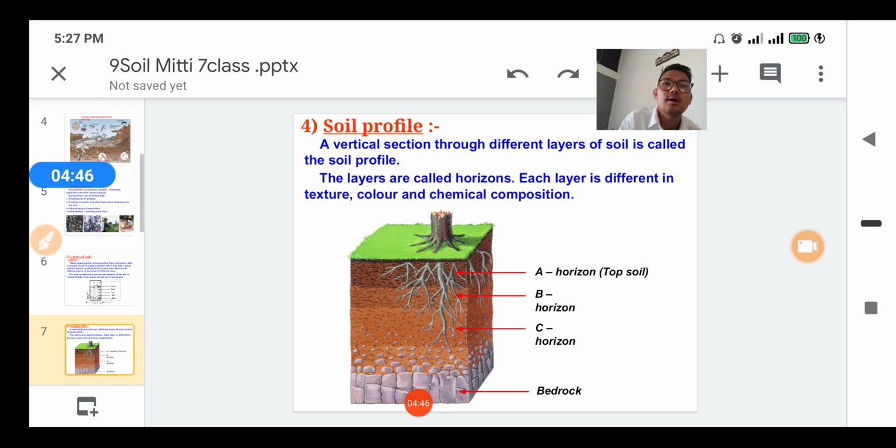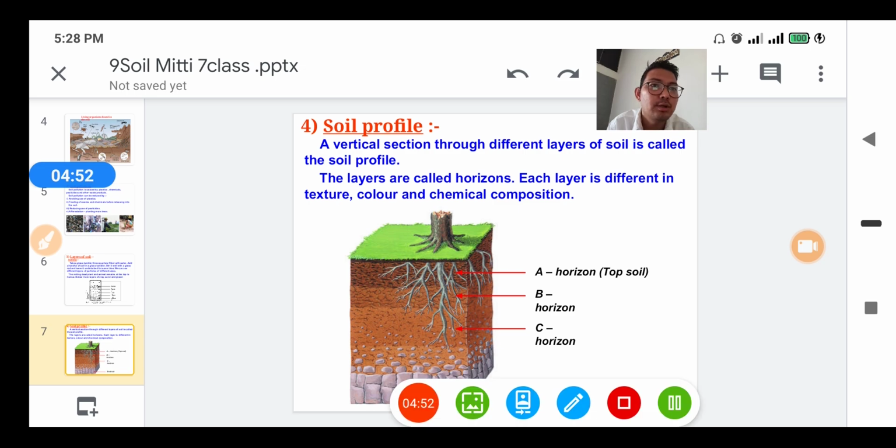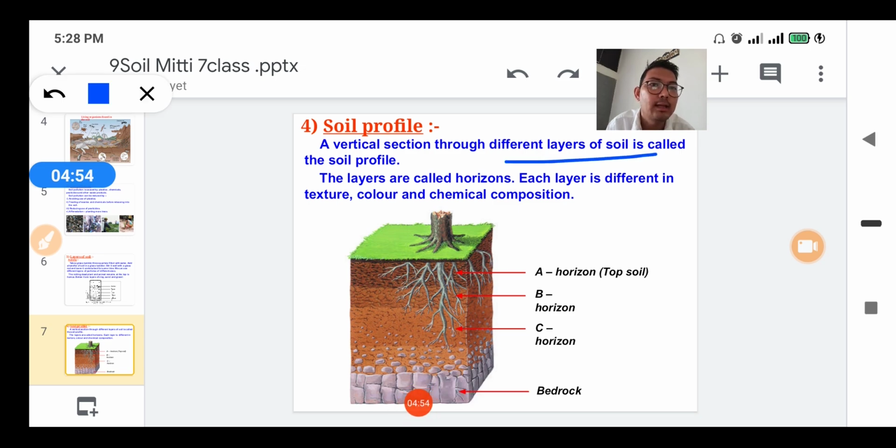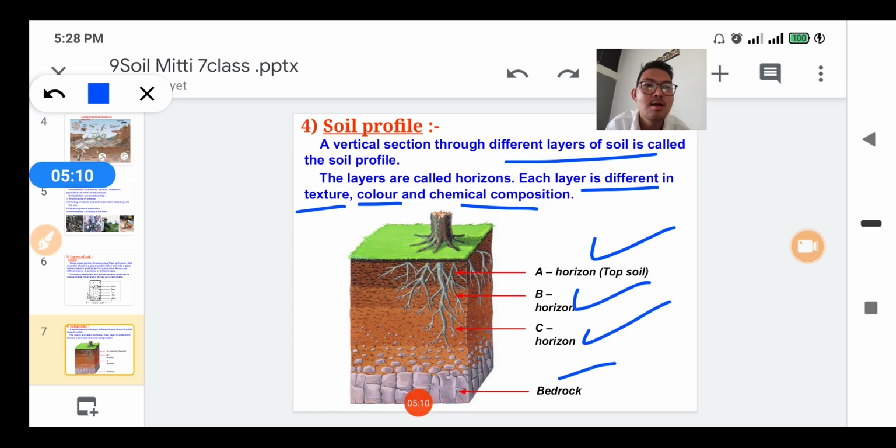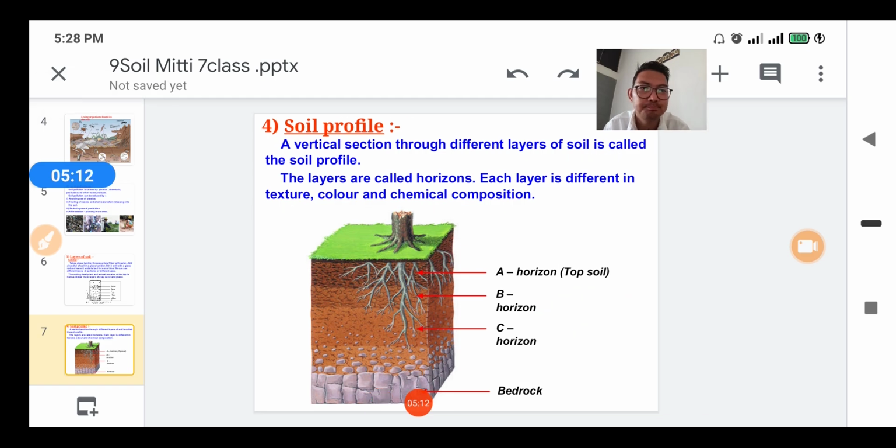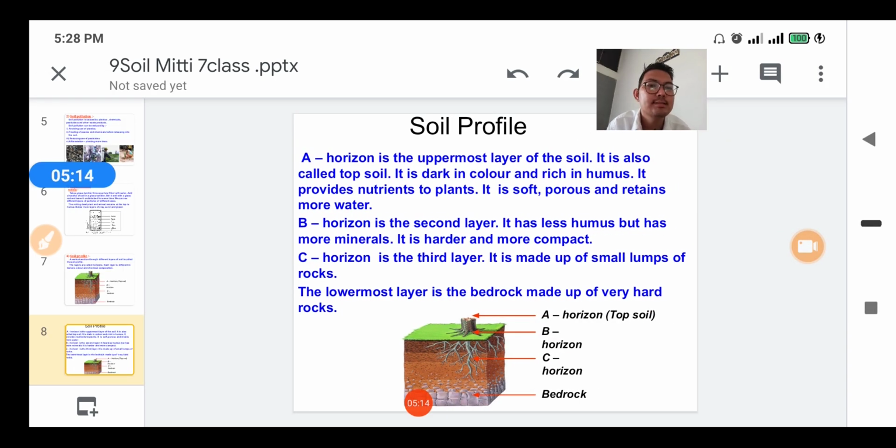So now I will discuss soil profile. What is soil profile? It is a vertical section through different layers of soil. The layers are called horizons and each layer is different in texture, color and chemical composition. So how many horizons are there? 3 horizons are there: A horizon, B horizon, C horizon, and the last one is the bedrock. Now we'll discuss in detail.